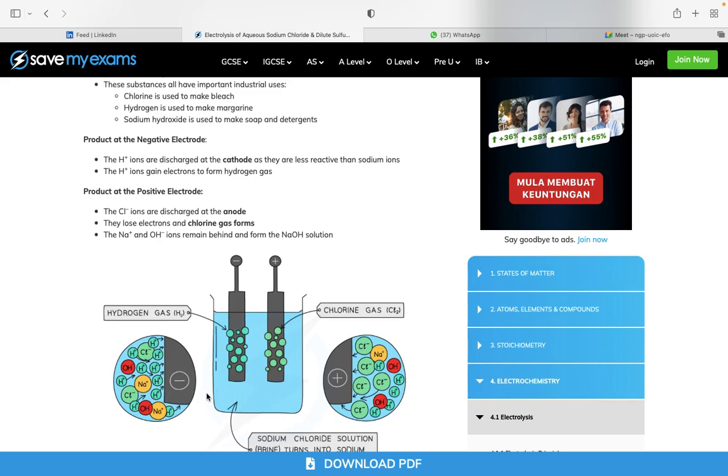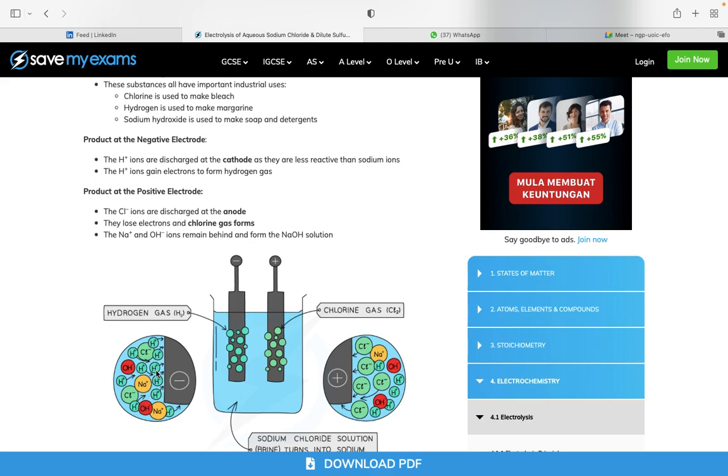Then another ion that is produced is the hydrogen ion, H+. This is another ion that is produced when electricity passes through the aqueous sodium chloride. Another ion produced is the chloride ion, Cl-, this green color. Then another ion is OH-, the hydroxide ion, this reddish color. So these are the ions that are produced.